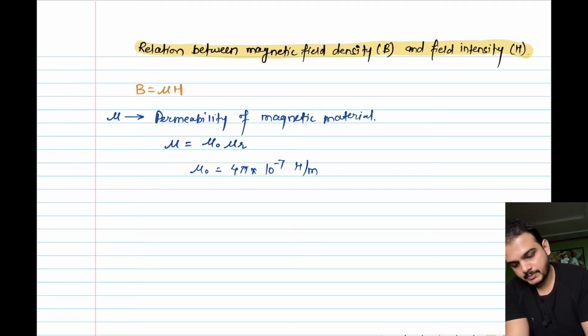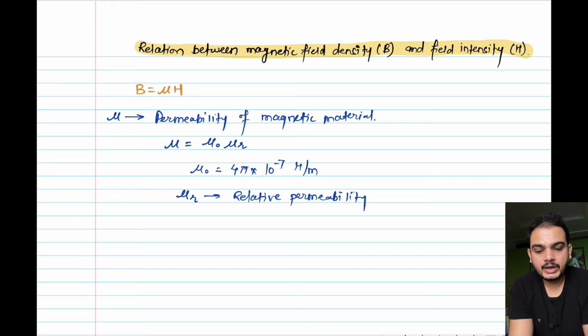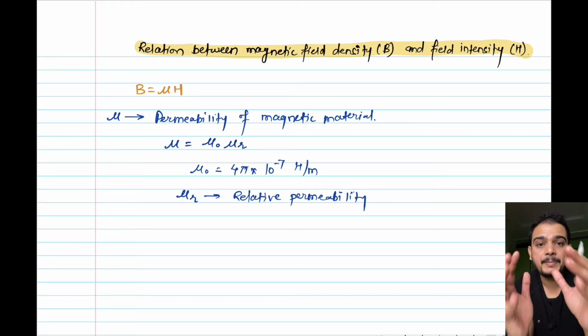And we have one more term, mu r. It is relative permeability. In the name itself it is given relative. Relative means with respect to something, right? With respect to something means we have to take some reference in order to compare.